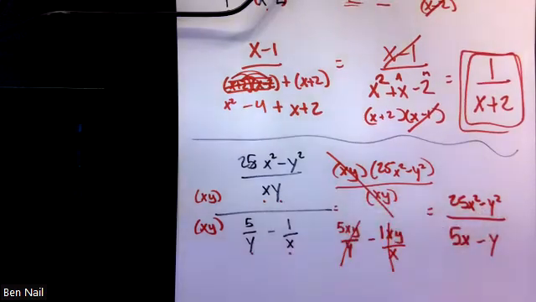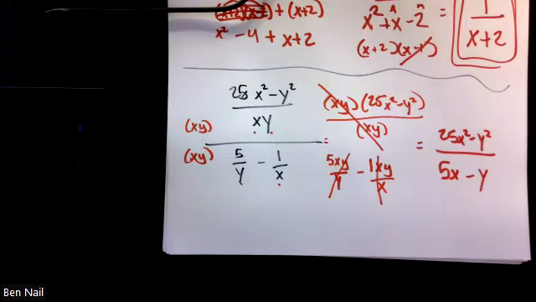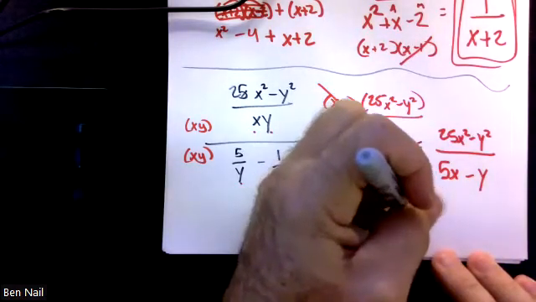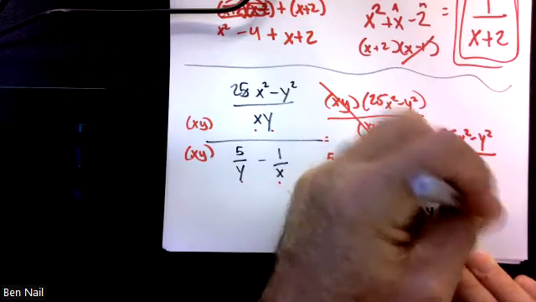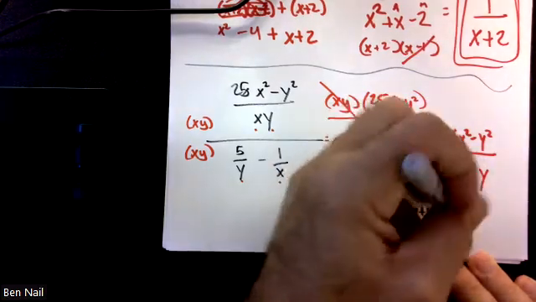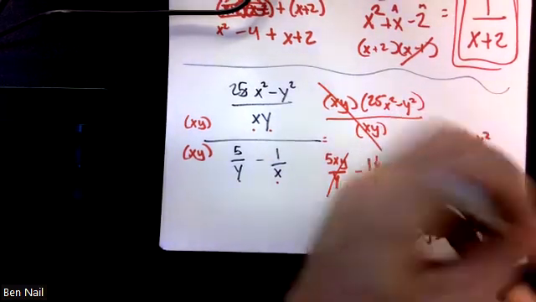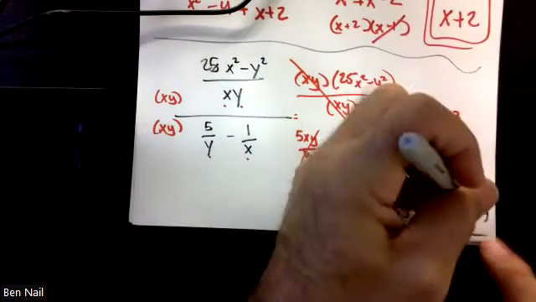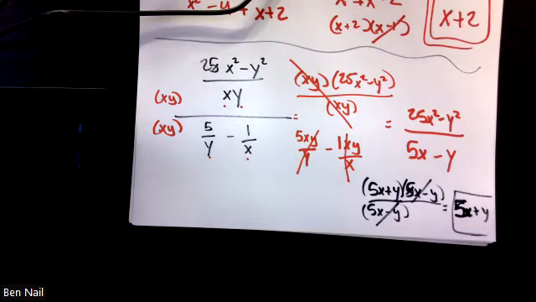Again, I need to see if I can simplify. 25x squared minus y squared, those are perfect squares. So that factors into 5x plus y and 5x minus y over 5x minus y. So those cancel, leaving me with 5x plus y. So big, hairy problems that reduce down to next to nothing.